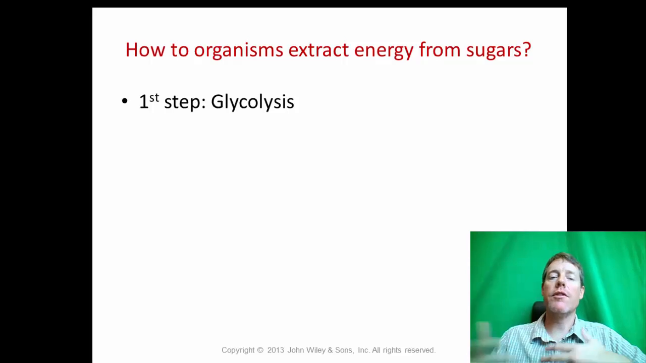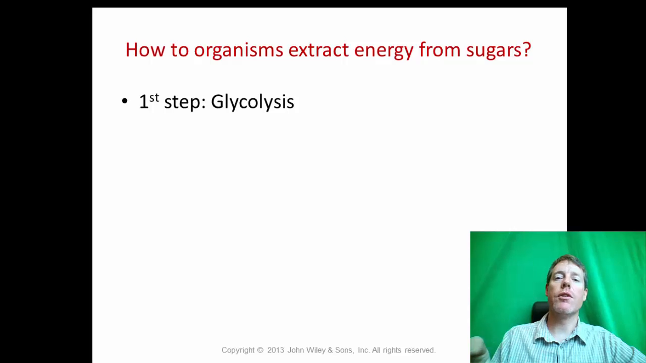ATP is the universal energy currency, but sugars are also really important for carrying energy within and between organisms. In order to extract energy from sugars, it needs to be converted into ATP. The first step in this process is a chemical reaction called glycolysis. Glyco refers to the sugar. Lysis is breaking down or destroying. So we're going to break down the sugar, at least partly.